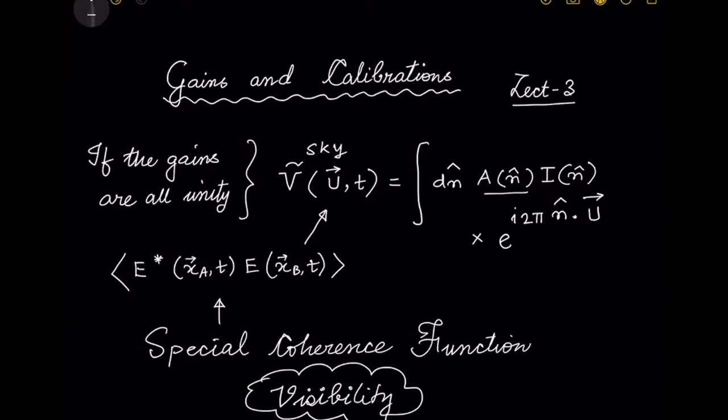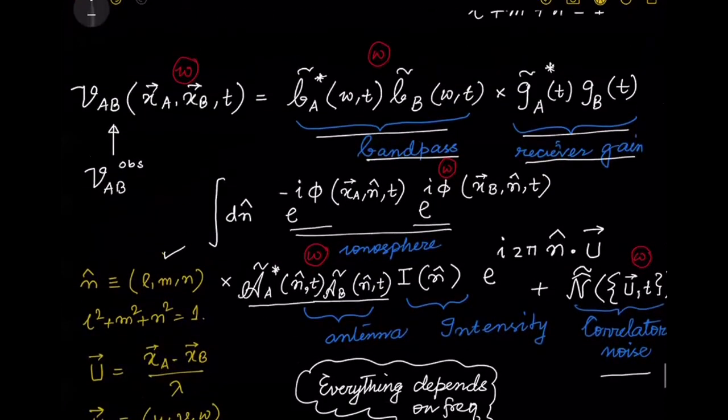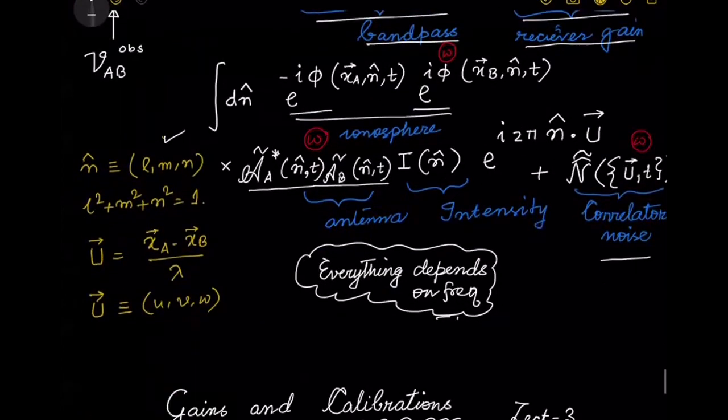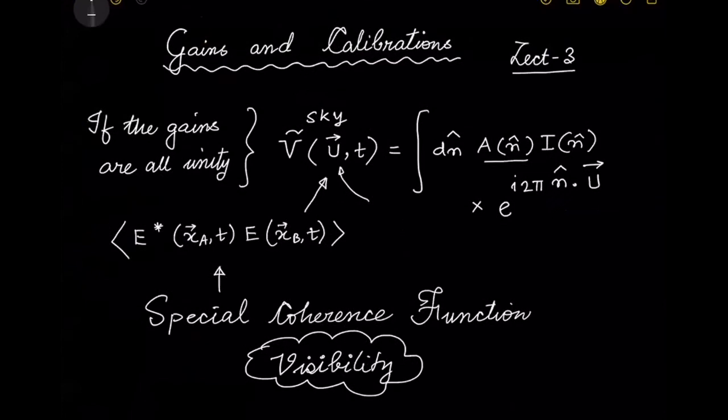You also see that instead of writing xa minus xb here, I have written it in terms of capital U, because now, as all the other terms which have xa and xb are taken care of, what this depends on is xa minus xb. In terms of wavelength, that is U, so visibility can be written in terms of U. So this is the measure of the spatial coherence function of the electric field from the source at the surface of the earth.